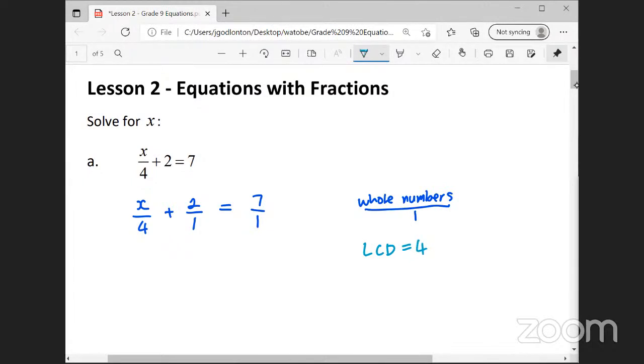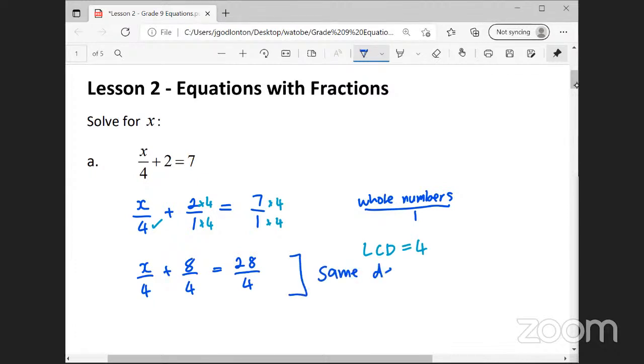So with this x over 4, I don't need to do anything because its denominator is already 4. With this 2 over 1, I would need to multiply that 1 by 4 to get a denominator of 4. And what we do to the bottom, we have to do to the top. And then I would do the exact same thing on this side of the equal sign, times 4 times 4. So what I land up with is x over 4 plus 8 over 4, which is equal to 28 over 4. And once we have the same denominator, we are allowed to drop it, but only in an equation.